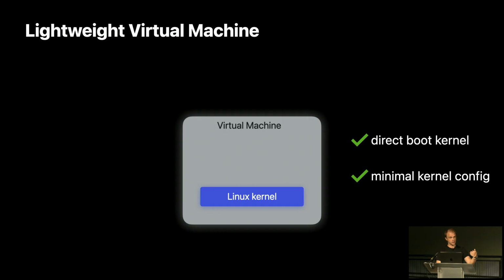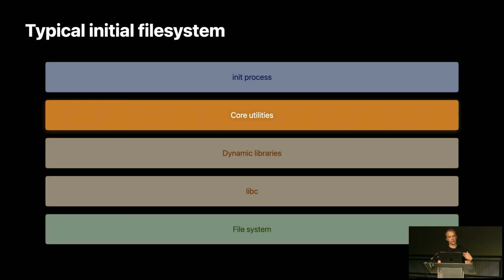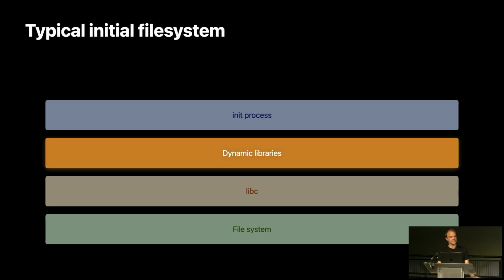And once we're booted through the kernel, we're going to go to user space. So we can talk about a typical initial file system that you would have when booting a Linux virtual machine. Historically, they're booted as a full system, and they have things like a libc implementation, dynamic libraries, core utilities like cp, cd, ls, things like this. For security, we didn't want to need these things. So we don't have any core utilities. We don't have any dynamic libraries.